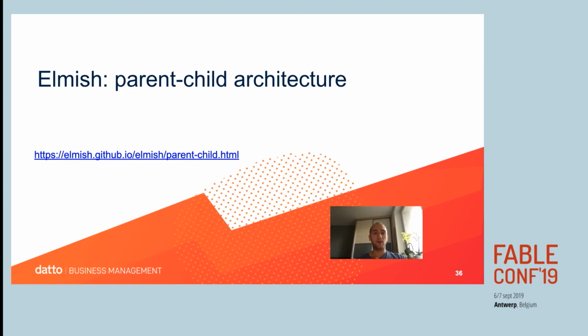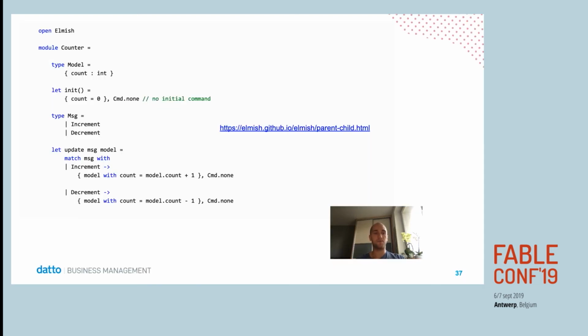And now let me talk about the parent-child architecture in Elmish. Here I have a snippet copied from the Elmish documentation, and that presents a simple, single component. This is a counter component, and it has its model, the init function, corresponding messages for incrementing and decrementing, and an update function.